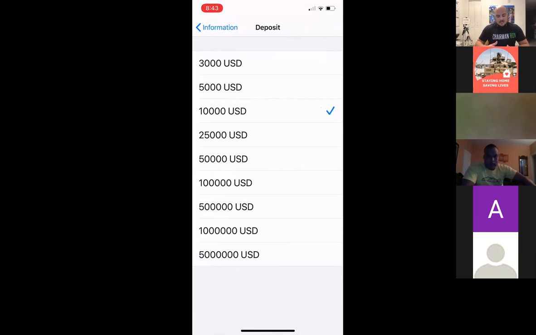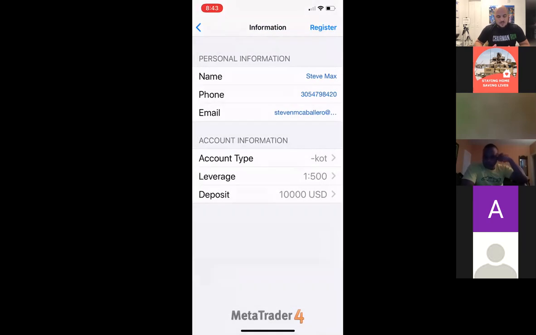All right. So it's at 100 grand. Take it down to like maybe 10 grand or 5 grand or maybe even 3 grand, so you can pretend that it's real money. Okay. The leverage, I keep the leverage high. Just keep the leverage at 500. It doesn't matter. It's going to let you trade more with less money. You're fine. Okay. Boom. After you have your basic information there, you're going to click the register button.